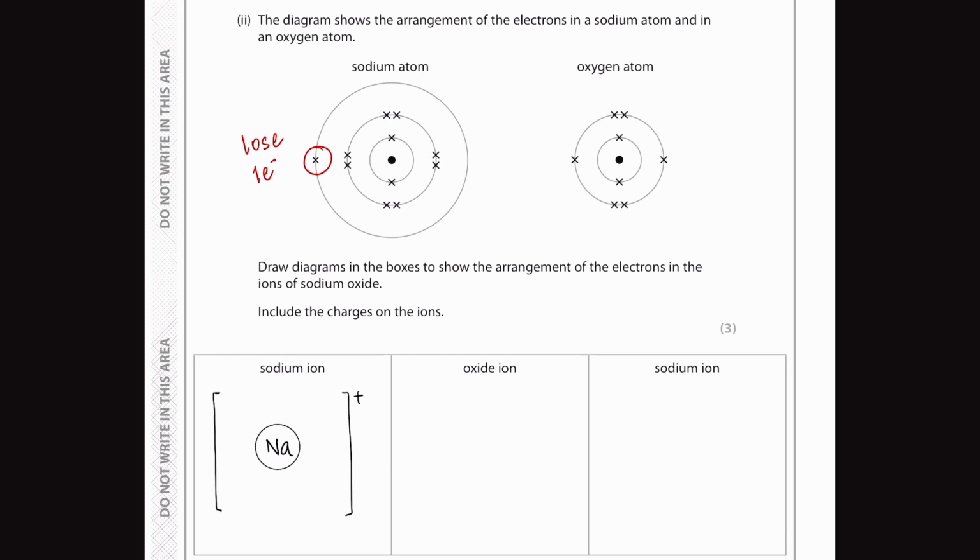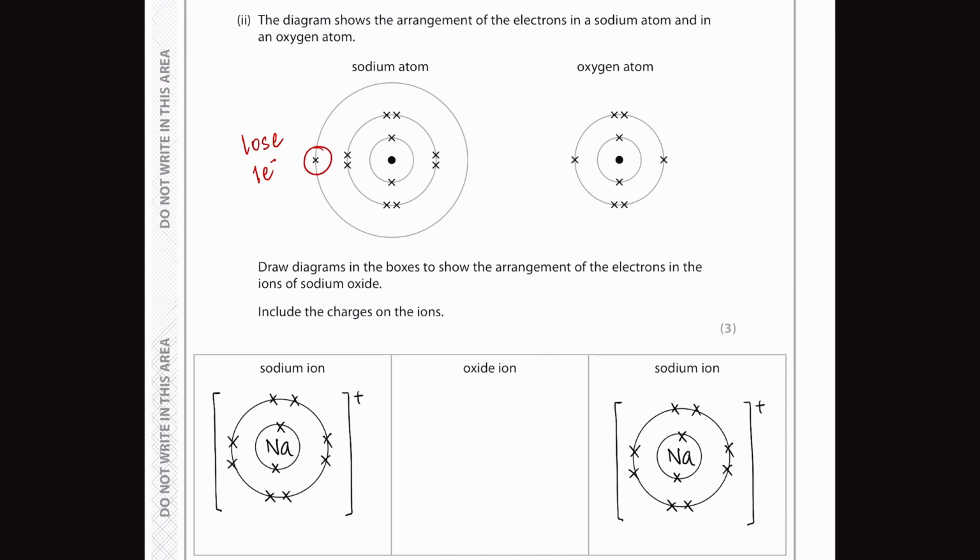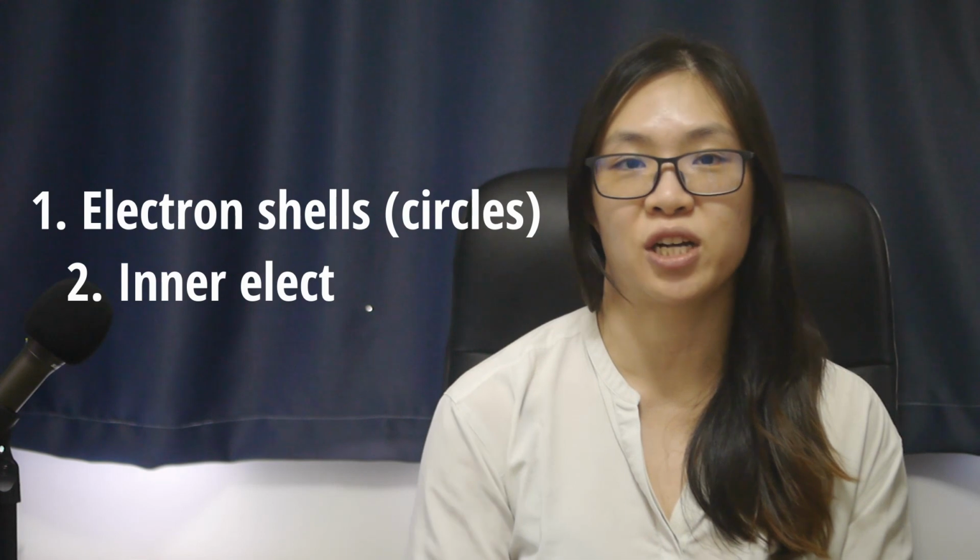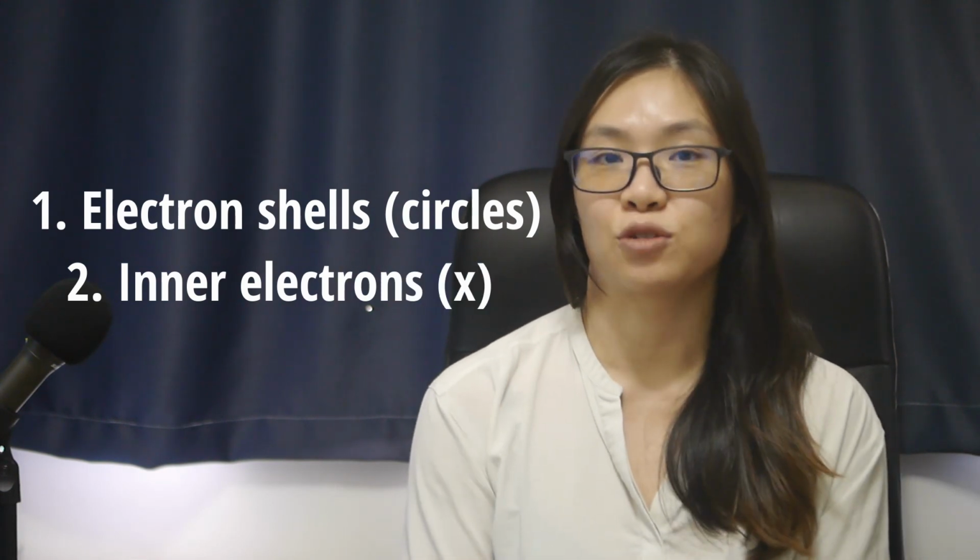Now, normally this would be enough to get the marks. However, because this question explicitly stated that we need to include not only the charges, but also the electron configuration, that means we need to do extra stuff for this question by drawing the inner circles, which represent the electron shells, together with their electrons.